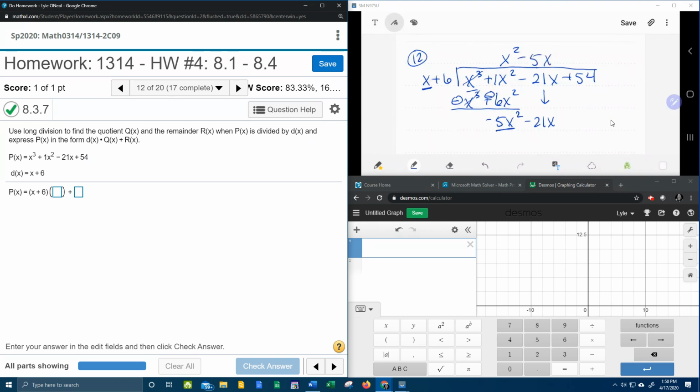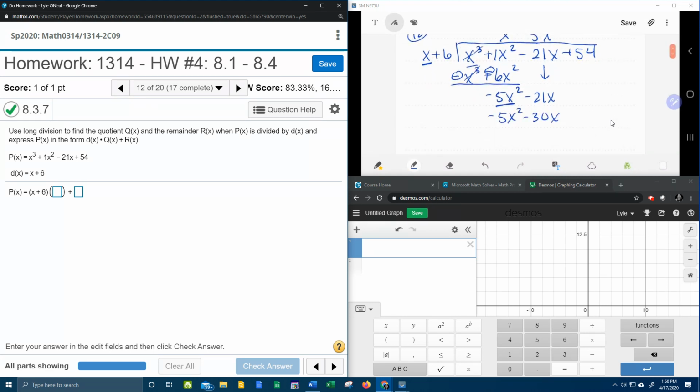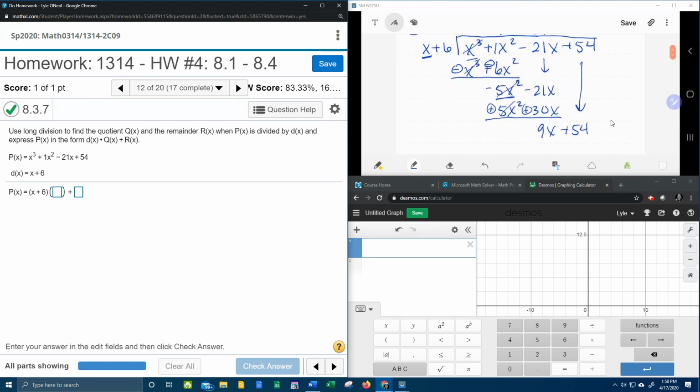And then again, I'm going to distribute. So negative 5x times x, that's a negative 5x squared. Negative 5x times 6, that's a negative 30x. And then remember, we're going to draw the line, change the sign, and then combine. X squareds cancel. What is negative 21x plus 30x? That is a 9x. And then the 54 can drop. And then we're going to rinse and repeat one more time.